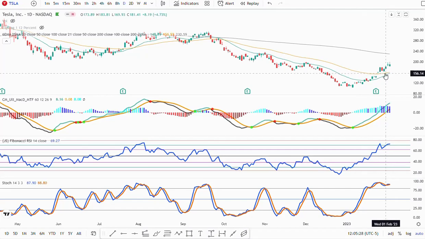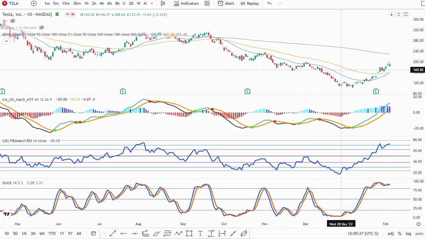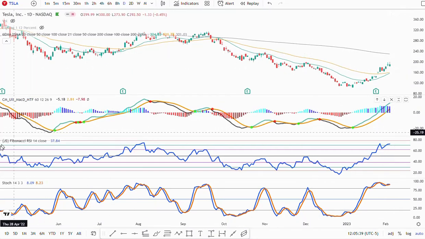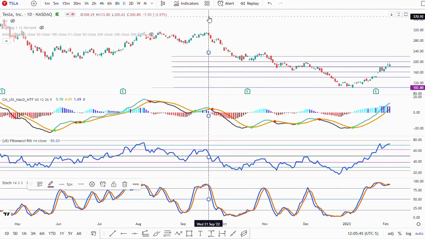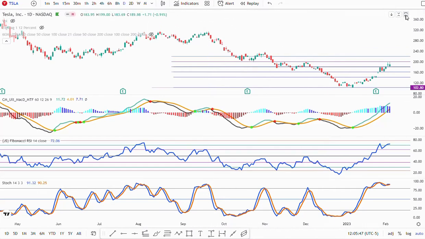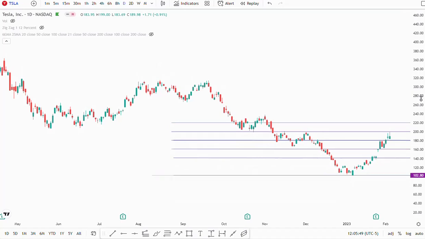The yellow one is around 160. The green one is around 157. So these will act as an area of support on any pullback. But let's look at some horizontal support and resistance levels that we should be looking out for. So I'm just going to hide it for a second. Let's bring in the horizontal support and resistance levels. So I'm just going to magnify this so we can have a look at it.